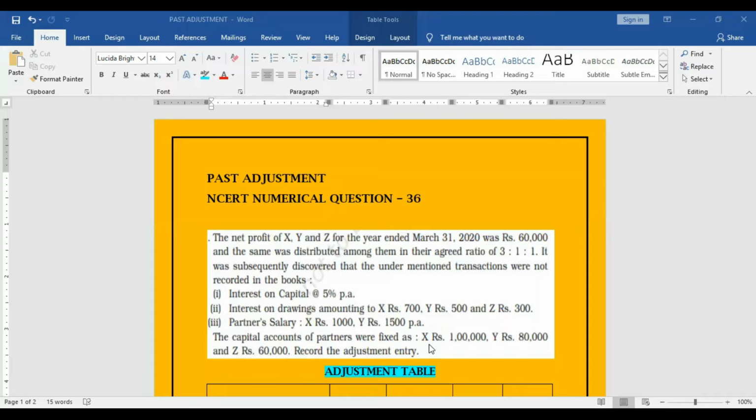If you want to pass a single adjustment journal entry, only one journal entry, then whatever mistake happened in the partners' capital accounts, only the capital accounts you are adjusting or rectifying. Thereby you are correcting these three transactions with only one adjustment entry. Further, in order to find out the debit amount and credit amount of that adjustment entry, we have to prepare an adjustment table. So the first step is to prepare an adjustment table.